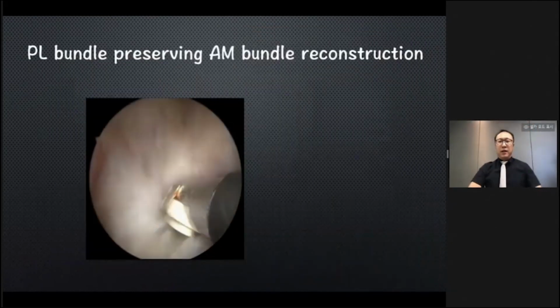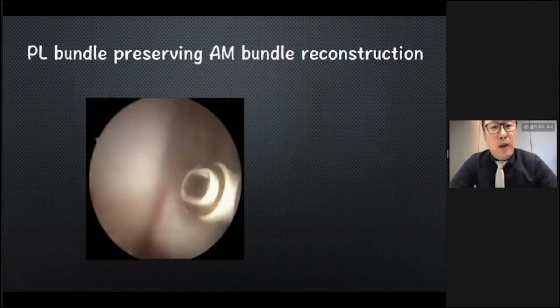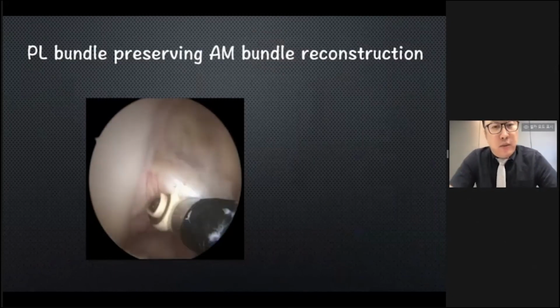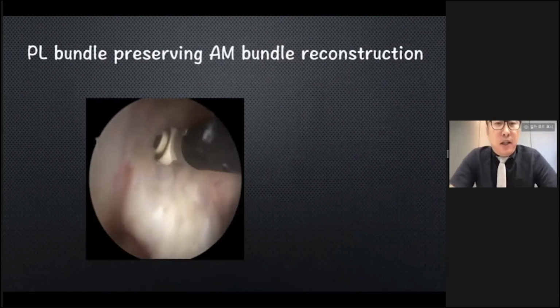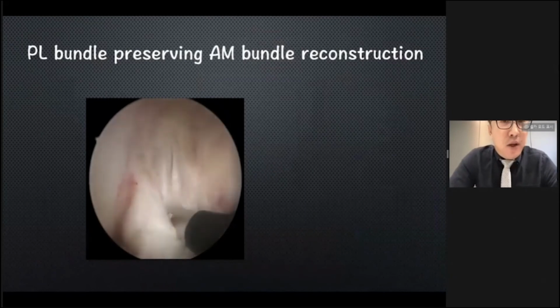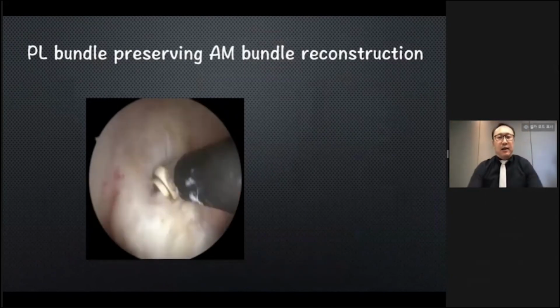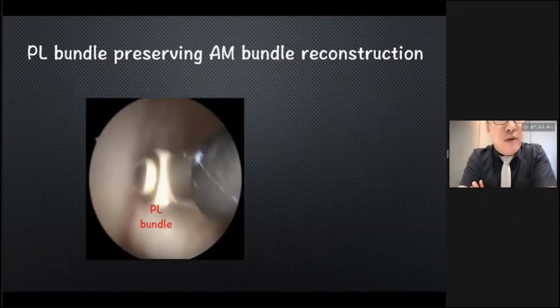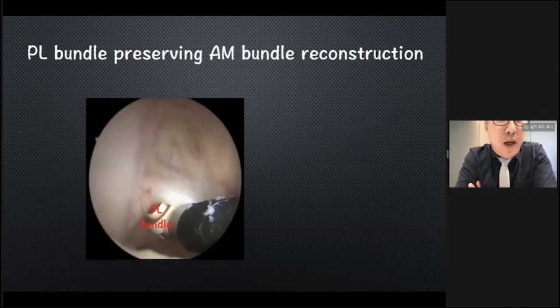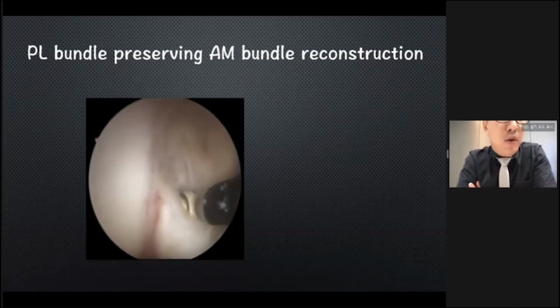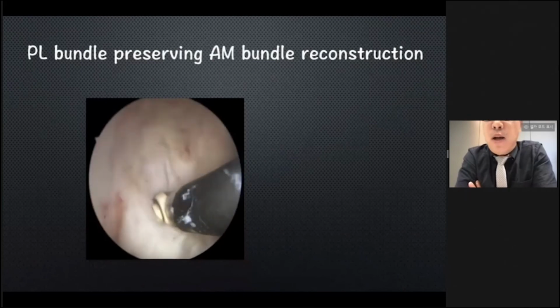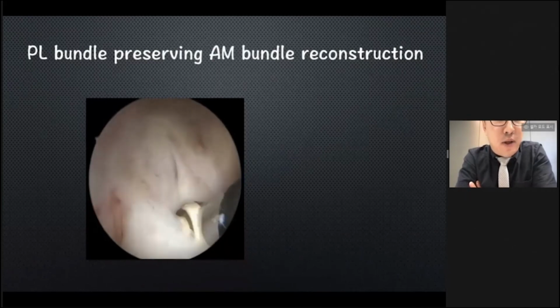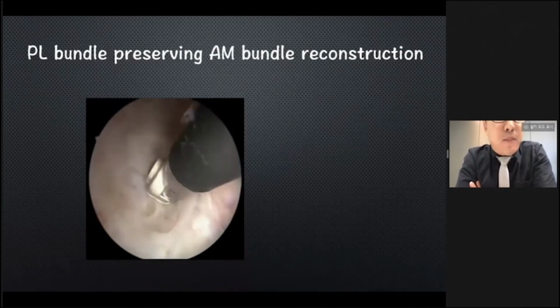So this is the easy case, but sometimes we meet patients with remnant left. Like this patient, the PL bundle is still intact, and there is much remnant over there. So in this patient, I don't want to sacrifice or remove the remnant tissue. I just want to perform the AM bundle reconstruction and preserve the PL bundle.